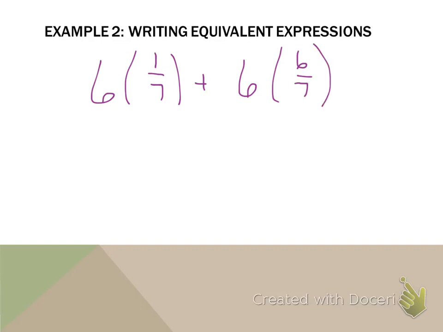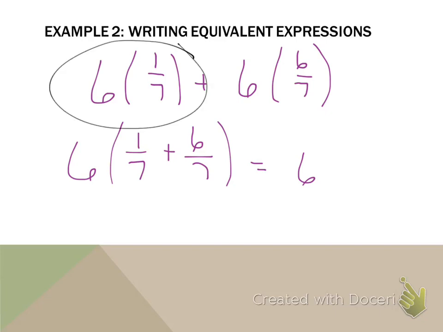All right, again, what's your common term? So pull that out. What's left inside the parentheses, and then go ahead and solve. Okay, so 6 times, what stays inside the parentheses? 1/7 plus 6/7. And what's 6 times 1? 6. Now, when you solve this one, realize that you have to multiply first. What is 6 times 1/7? 6 over 7. Remember, because that's 6 over 1. So that's going to be 6/7.